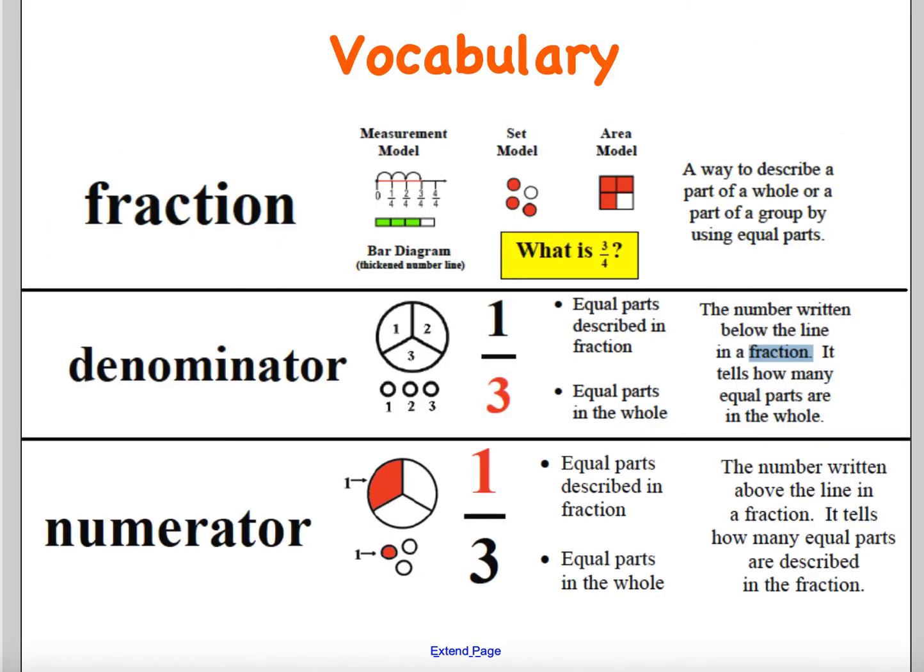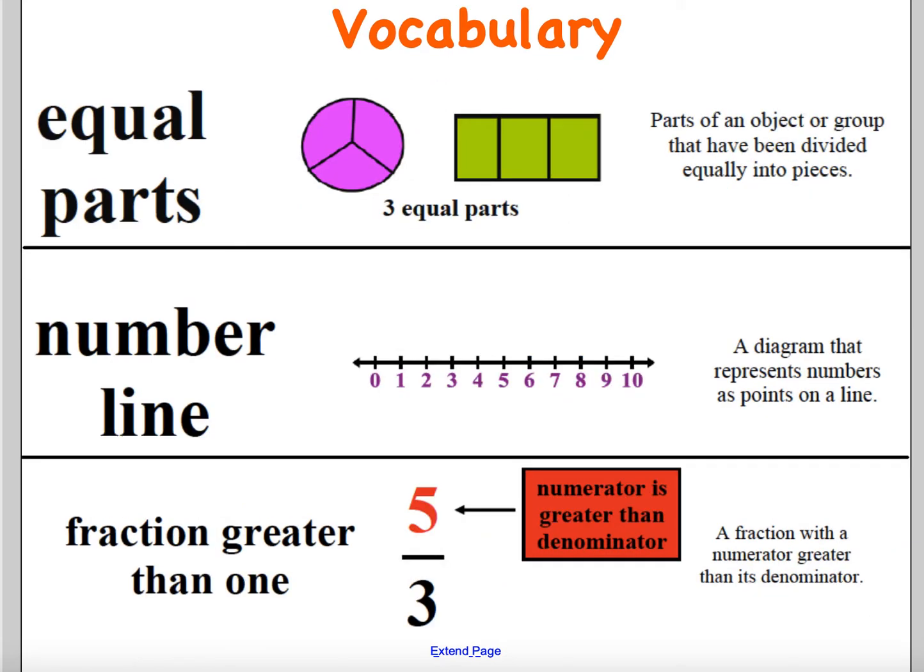So as always, when we've had vocabulary words that we've been seeing for a while, go ahead and pause, read these vocabulary words to yourself to refresh your memory. And pause again to read these other vocabulary words.